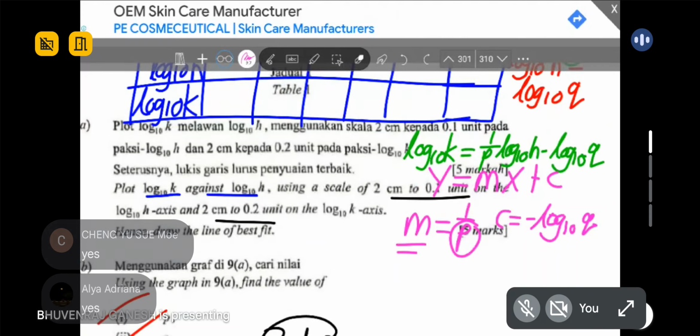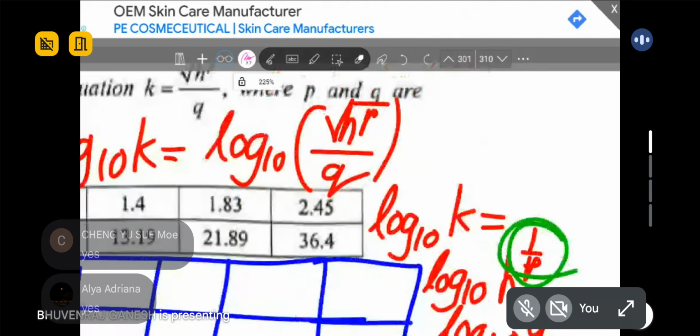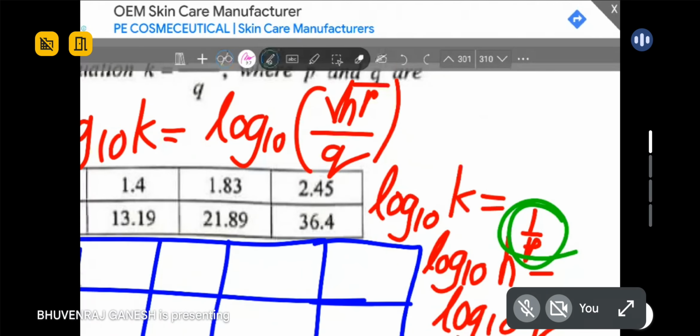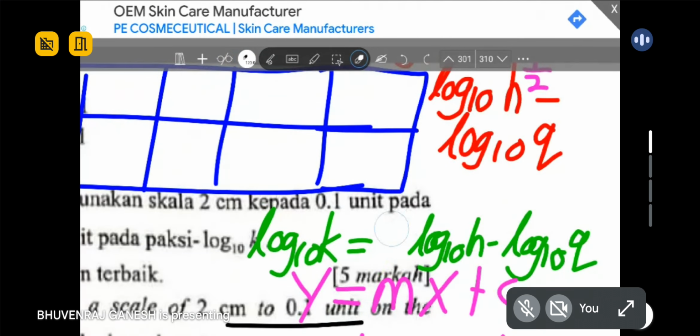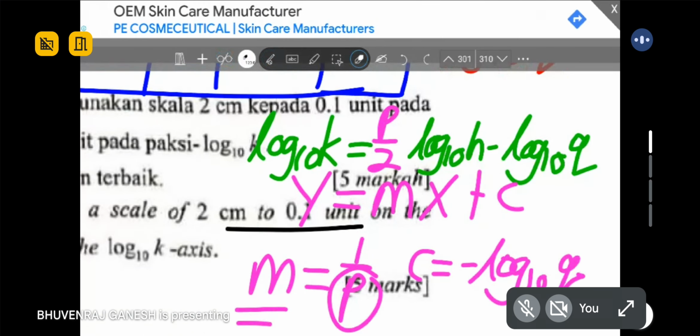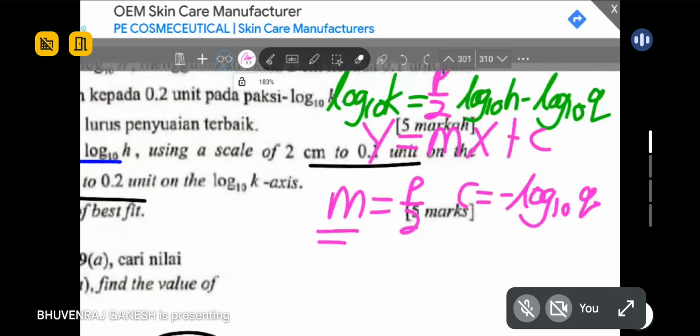Okay, just now I think I made a mistake here. This one is actually P over 2. It's not 1 over P because it's square root. So it's P over 2. Okay, sorry for the mistake. This one is P over 2. Okay, that's why the gradient is equal to P over 2, not 1 over P. Okay, boleh? Are you clear, guys?